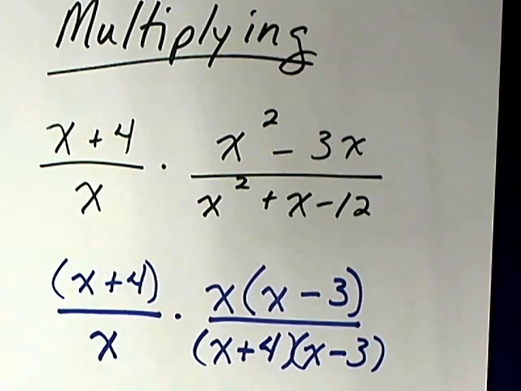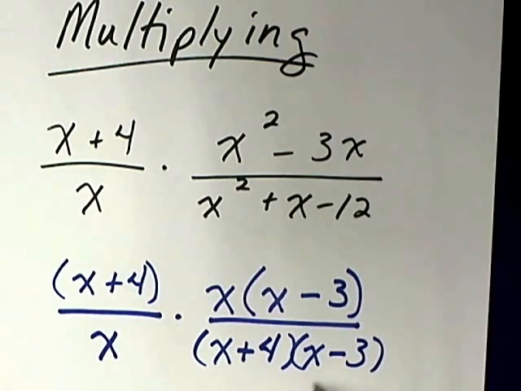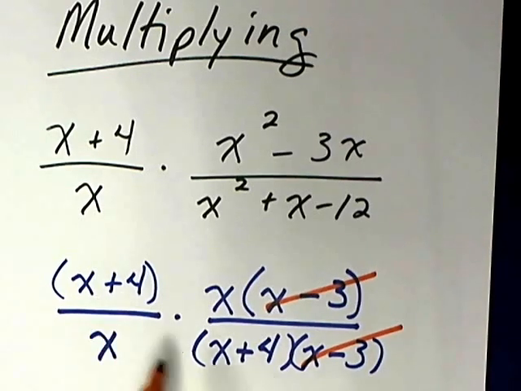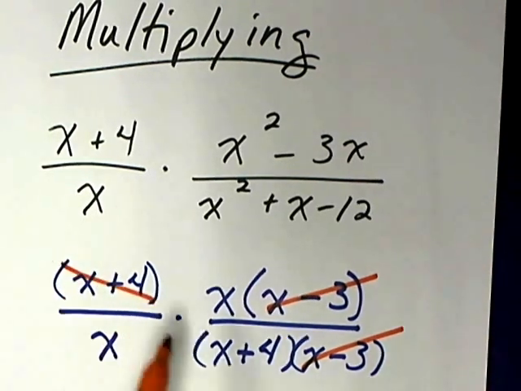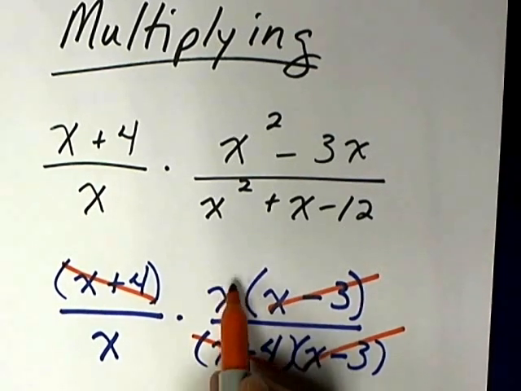Anything on top that matches anything on the bottom cancels out. Now I have an x minus 3 on top here and an x minus 3 on the bottom, so I'm going to cancel those out. I have an x plus 4 on the top and an x plus 4 on the bottom. Those cancel out. Oh look, I have an x on top and an x on the bottom.